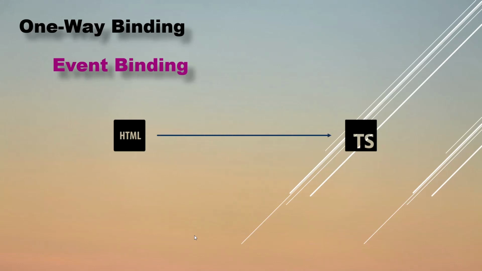Now we'll check event binding. Event binding communicates from HTML to TS. Whatever we have in HTML will move to the TS file. Let's say I have one function, add, with input 1 and input 2, and now I need to call this function. We have events like the click event, on hover, on focus, on change, and multiple other events. Those events we can use in the HTML to call the functions.